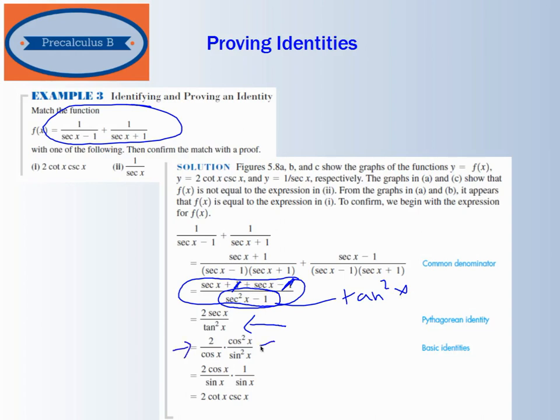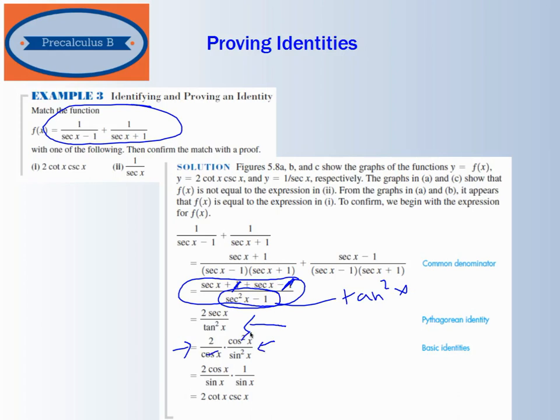Tangent squared x is this, or 1 over tangent squared, or cotangent squared x is cosine squared over sine squared. Now when I look at this, I see, oh, I can cancel out a cosine. That immediately gave me something that I'm able to do. And I am left with 2 cosine x divided by sine squared.